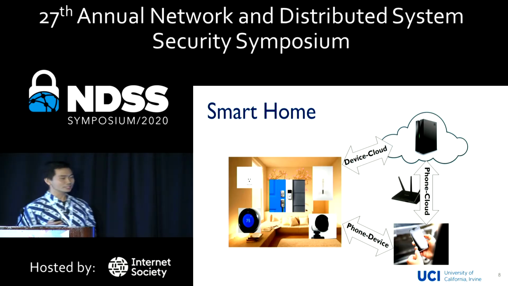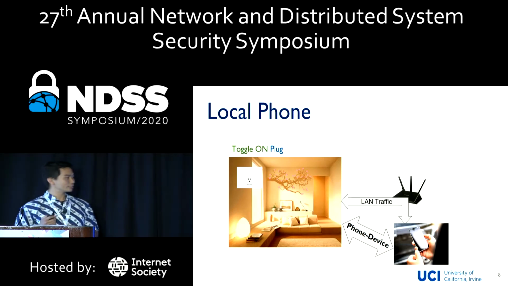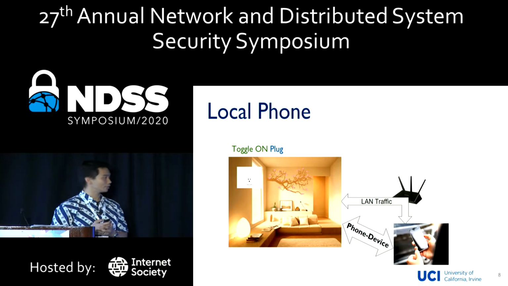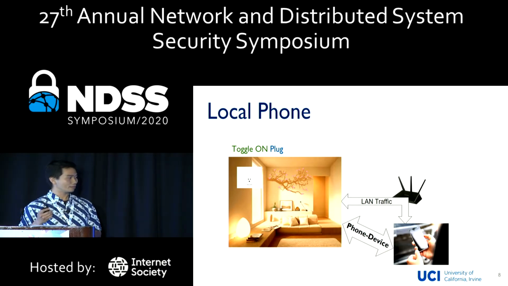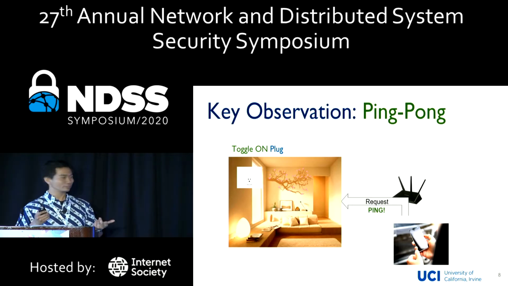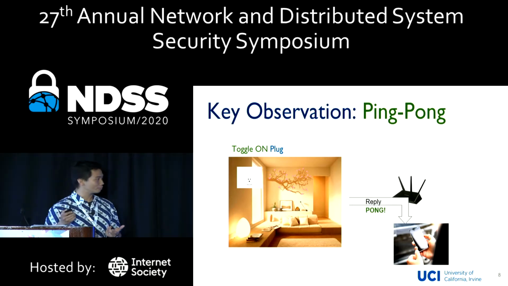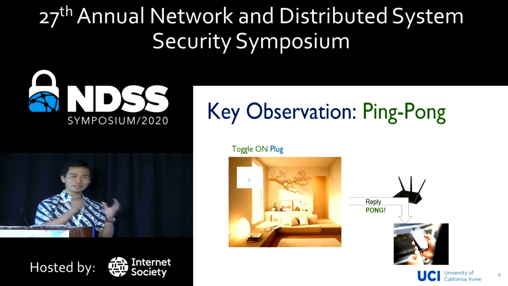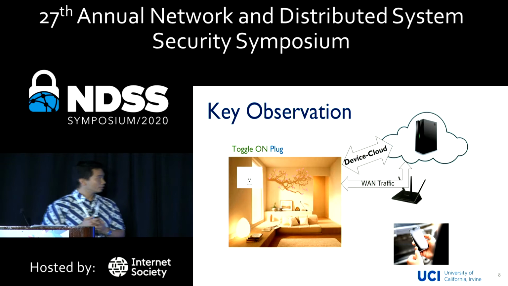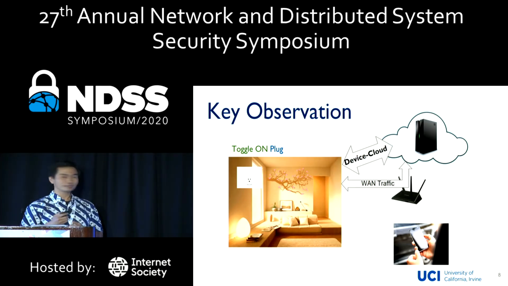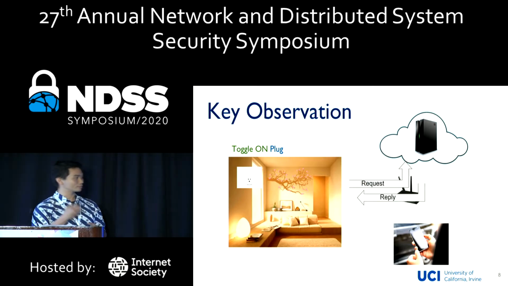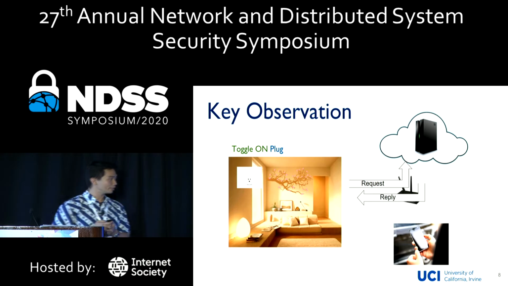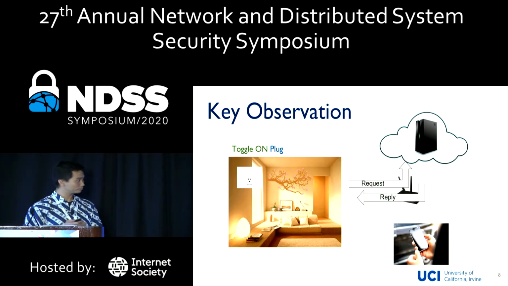So going back to this smart home diagram, we see the 3 communications going on through our home router. Now we observe in more detail that whenever we control a device, for example, we turn on the plug, our phone always sends a request to the plug, and the plug responds with a reply back to the phone. So a ping and then a pong. And similarly, in the device cloud communication, when the plug sends some status updates to the cloud in the WAN traffic, we can also observe this request-reply pair due to the network communication protocol.